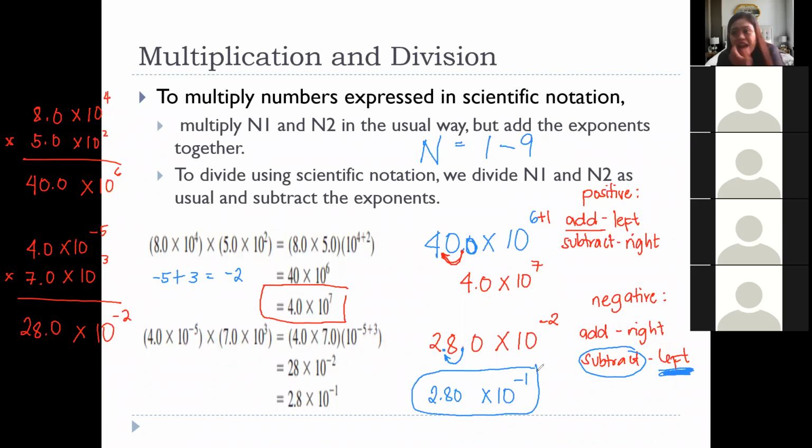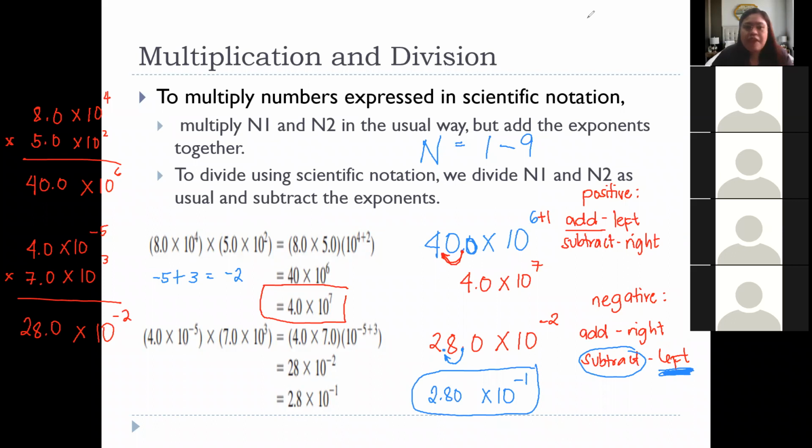We write the 1 since it is negative. We can also remove the 1 if it is positive. Okay? So 2.80 times 10 raised to the power of negative 1. Any question about multiplication? None, ma'am. Okay.